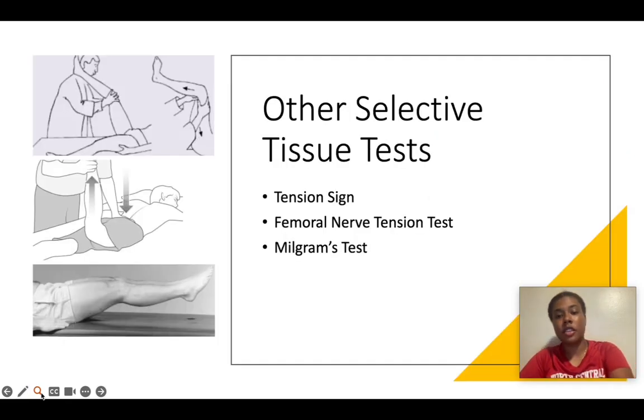So there are other selective tissue tests. The first test is the tension sign test. This is looking at the sciatic nerve. The femoral nerve tension test is looking at the femoral nerve root compression, and the Milgram's test is looking at the pressure in the discs in the roots.